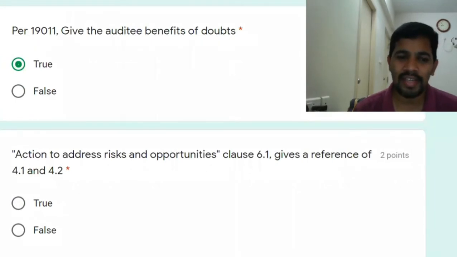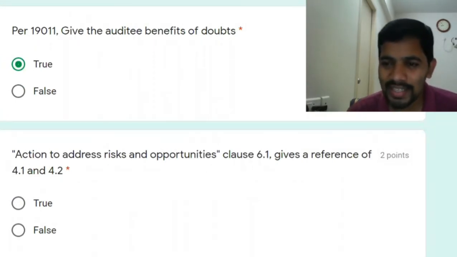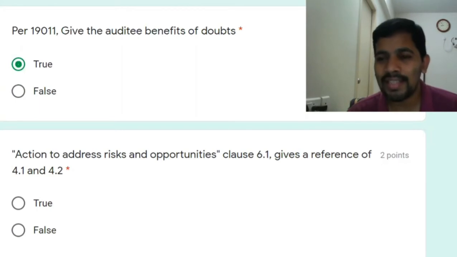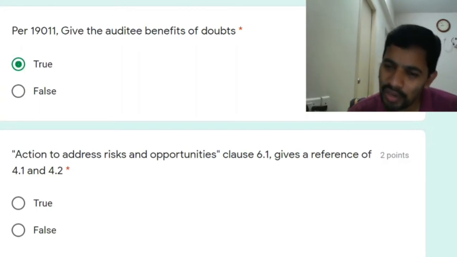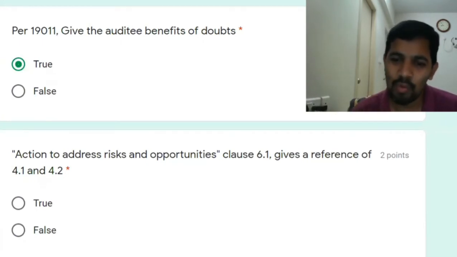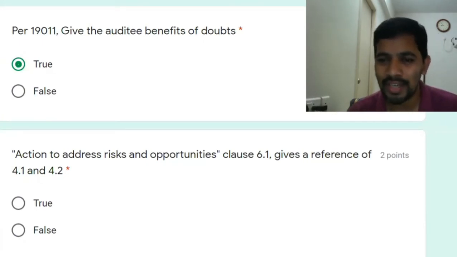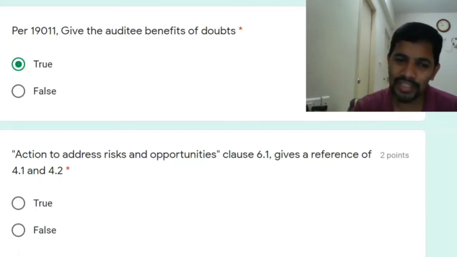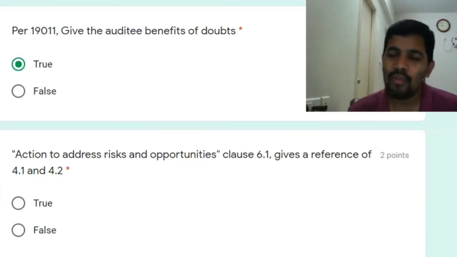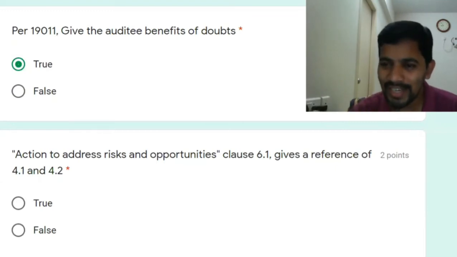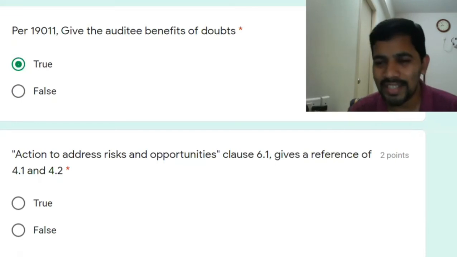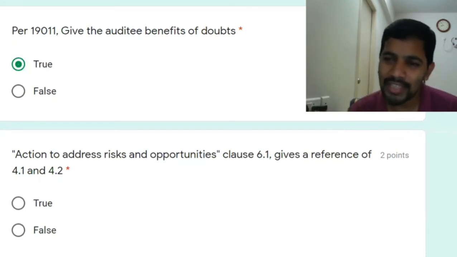And then the next question: action to address risks and opportunities, right? Clause number 6.1 uses a reference of 4.1 and 4.2. Basically, if you read clause 6.1, that is action to address risks and opportunities, it has given the reference to 4.1 and 4.2. Let me also add for your benefit: 4.1 basically talks about the internal issues and external issues that shall be addressed, and it also needs to be there as a strategic direction. That's the core theme of clause 4.1.